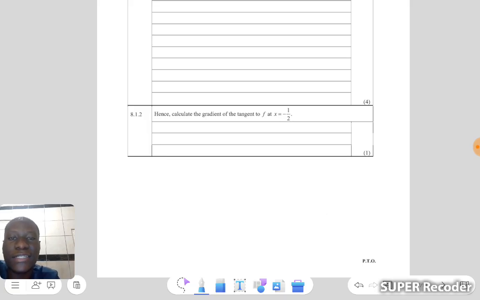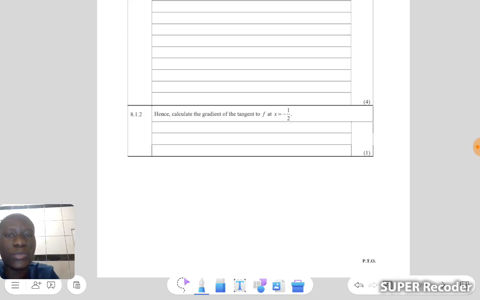Hence, calculate the gradient of the tangent f at x equals negative 1 over 2. The reason they are saying "hence" is that when we find the gradient, you differentiate once. So you use the differentiated function. Remember that when we are dealing with first principle, we are deriving only once.